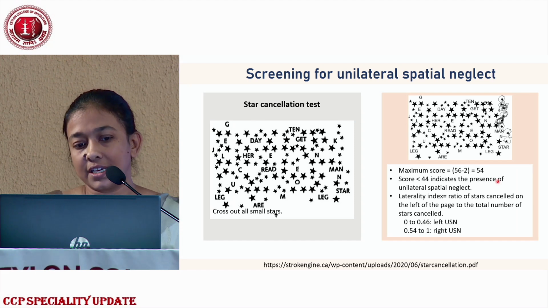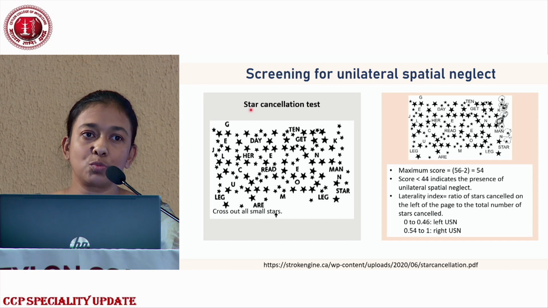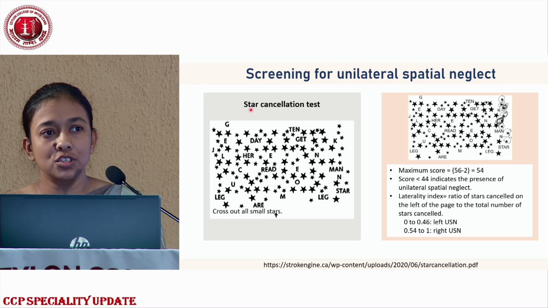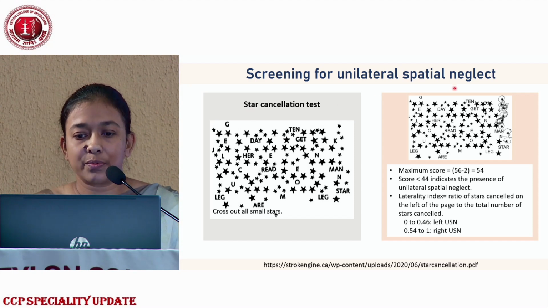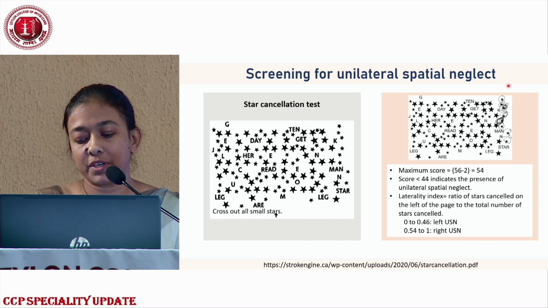Star cancellation test. Again, another A4 sheet with this picture, and the task is to cross out all small stars. So there are visual distractors: large stars, short words, and letters. And you can see the patient with hemi-neglect has not crossed, but circled only the small stars in the right extreme of the paper.